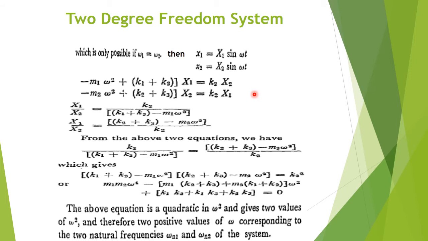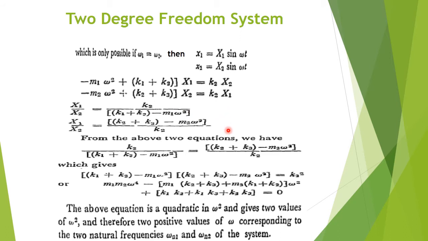Therefore the two equations for mass m1 and mass m2 will be rewritten as minus m1 omega square plus (k1 plus k2) multiplied by x1 is equal to k2 x2, and the other for mass m2 is shown in the slide. So the ratio of x1 and x2 will be k2 by (k1 plus k2 minus m1 omega square). For the second mass, x1 by x2 is equal to (k2 plus k3 minus m2 omega square) divided by k2. Now these are the two ratios of x1 and x2 from both the equations.